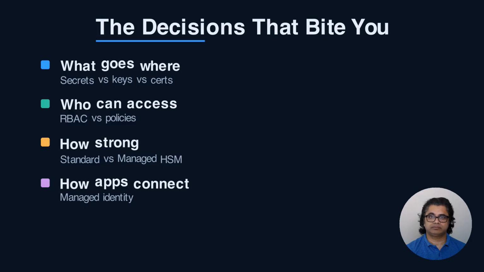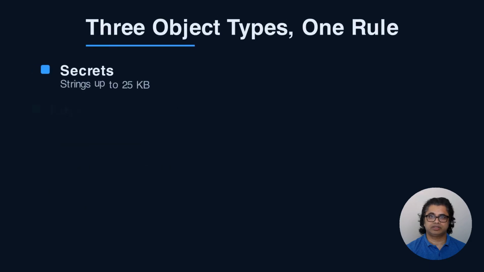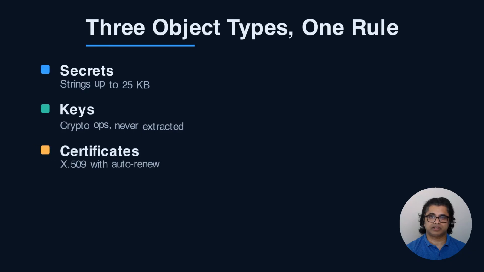you commit. Key Vault stores 3 things, and using the wrong one creates pain. Secrets are arbitrary strings up to 25 kilobytes: connection strings, PII tokens, passwords. Keys are cryptographic key pairs you never extract. You send data to the vault for sign, verify, encrypt, or wrap operations, so the private key never leaves. Certificates are managed X.509 certs with a lifecycle, automatic renewal, and an integrated issuer.